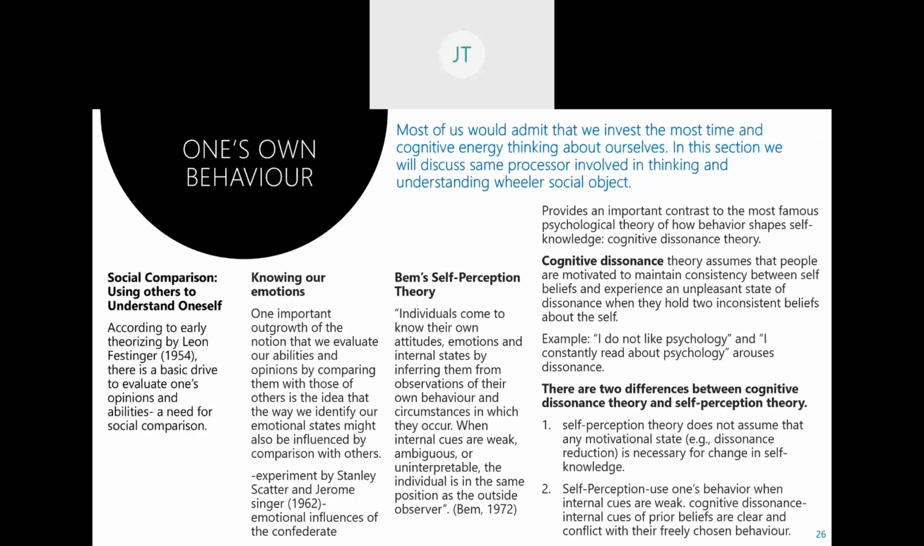So what Bem's self-perception theory says is that we look at our own cues to try to understand ourselves. And if there is a weak cue, we look at our behavior to understand it, right? Which means there is a weak cue in me saying maybe I don't like studies, but then I look at my behavior. What am I doing?